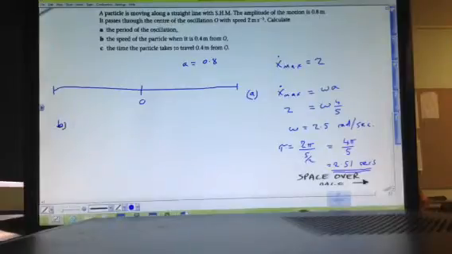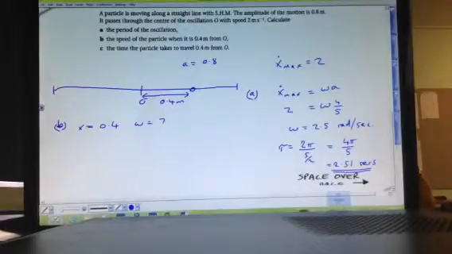Part B. Find the speed of the particle when it's 0.4 meters from O. Now, it's symmetrical, so it doesn't matter if I look here or look there. The speed will be the same, just opposite. So I'm going to look here. It's halfway along, so I'm going to put a point just here. X is what I want, and X is always measured from 0, and that is 0.4 meters. I want the speed, so I need omega, which I've just worked out, is 2.5, and A, which we've been given, is 0.8.